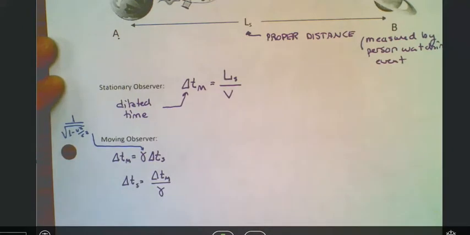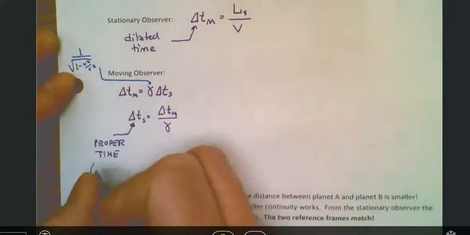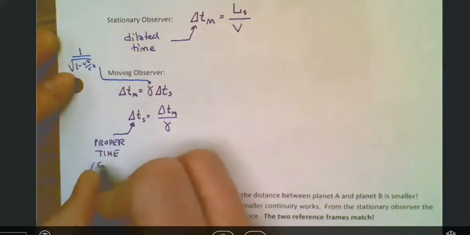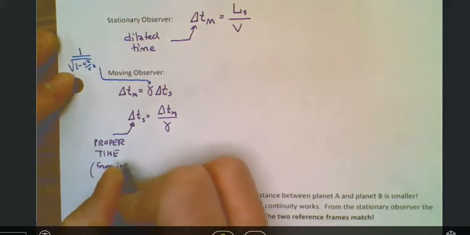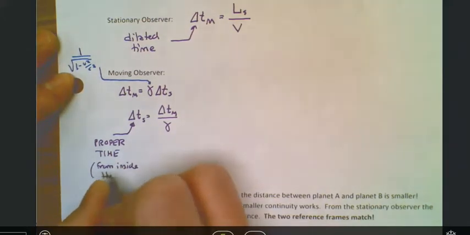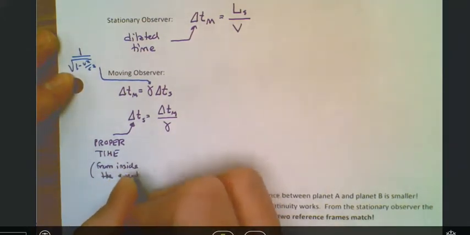This here we called before the proper time. Now I know it's getting confusing, what's proper time and what's proper distance. They do change, but that's okay. The proper time is measured in the event. So this is from inside the event. In this case, inside the ship.